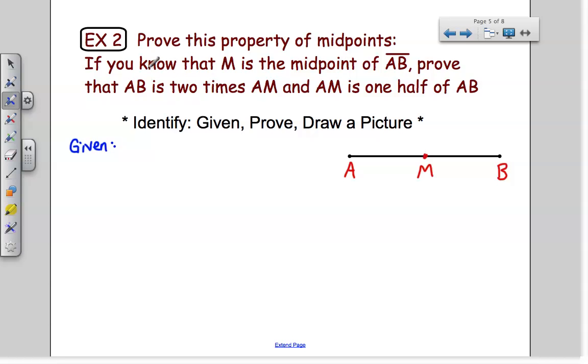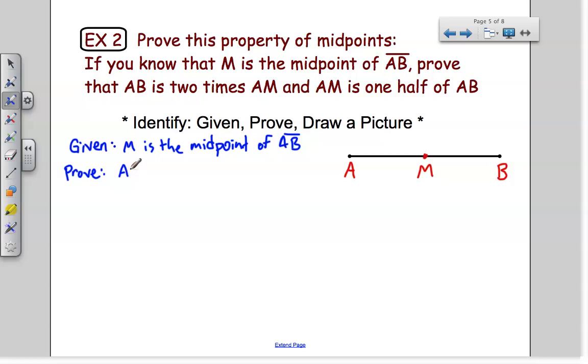Alright, so I have to identify what was given and what I need to prove. What am I given? It says you know that, so that must be what I'm given. You know that M is the midpoint of segment AB. So I'm given M is the midpoint of segment AB. I'm going to identify what I need to prove. Let's see, prove that AB is 2 times AM and AM is 1/2 of AB. So it looks like I'm proving two things. AB is 2 times AM.